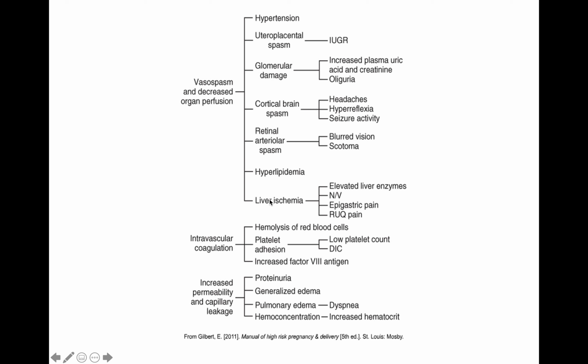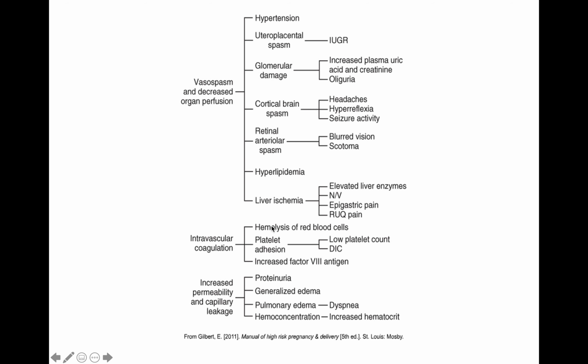And liver ischemia, a lot of blood in the liver also. That's where we get the elevated liver enzymes, nausea and vomiting, epigastric pain. We know whenever we have ischemia, we have pain. And right upper quadrant pain because that's where the liver is. So basically, all of this is caused by these spasms due to hypertension and vasospasms with decreased blood going to the organs.